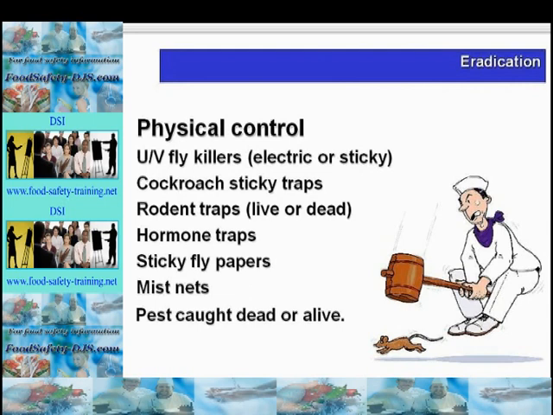With physical control, the pest is caught either dead or alive, and this is preferred to poisons. It includes things like electric fly killers and sticky papers, but you must take care in siting the electric fly killers. They must be regularly emptied, and the ultraviolet tube must be changed at least annually. Also, cockroach monitoring traps and rodent traps catch them live or dead, and are useful for monitoring. There is also the use of hormone or pheromone traps for moths and wasps, and the use of bird mist nets. Do not encourage pests by feeding birds or other animals.